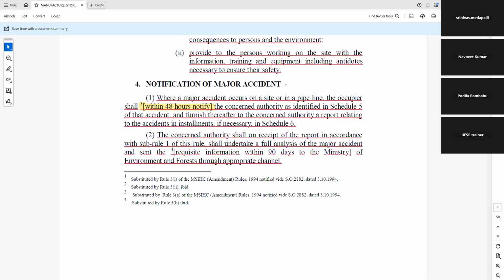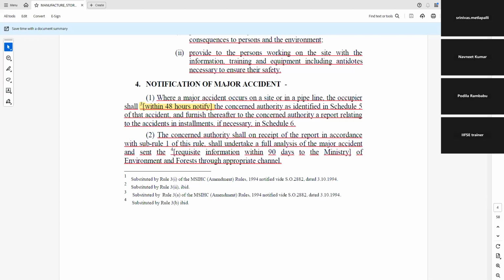Then what will happen? The incident is informed once it has occurred. Then the concerned authority shall, on receipt of the report in accordance with sub-rule 1 of this rule, undertake the full analysis of the major accident and send the requested information within 90 days to the Ministry of Environment and Forest through the appropriate channel. So the respective authorities do this within 90 days.